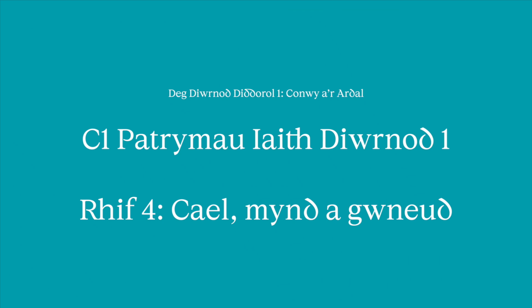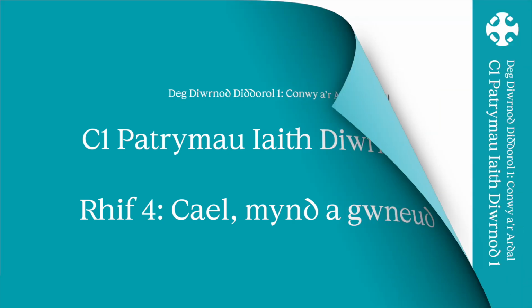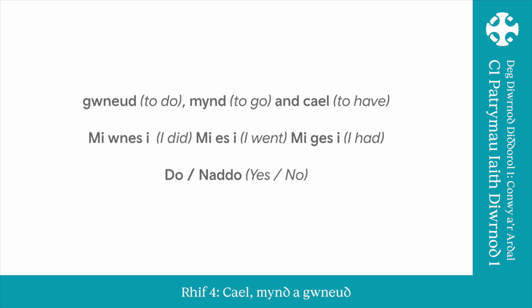Number 4. Past tense gwneud, mynd and cael. Past tense do, go and have. Using the irregular verbs gwneud, to do, mynd, to go, and cael, to have, in the past is a major part of learning Welsh. Mi wnes i, mi es i, mi ges i. You will need to be able to use these verbs for all the different people as positive statements, negative statements, and questions. It's important to remember that these patterns cause a soft mutation in the following word, and that the mutation is on the dim in the negative.